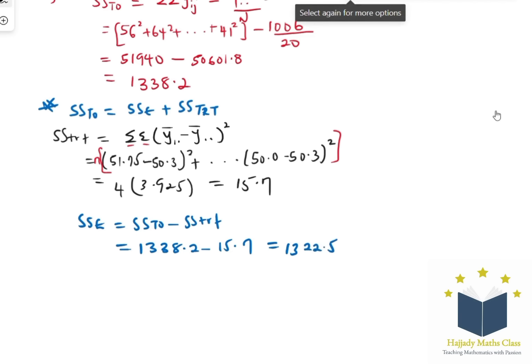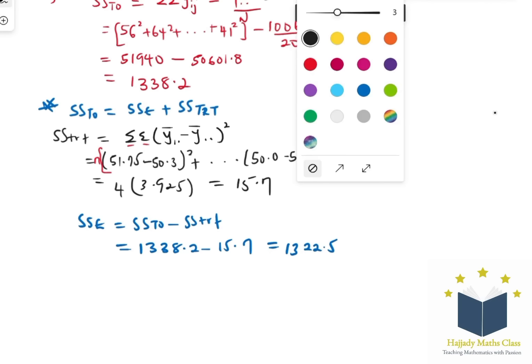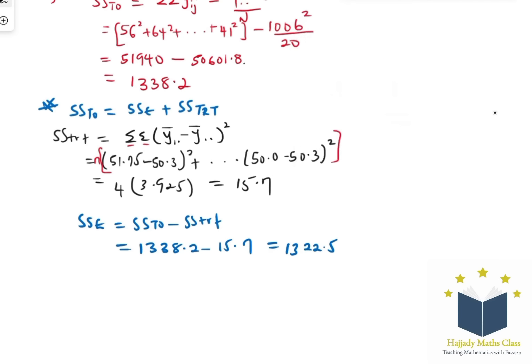Yeah, before I proceed, like I said earlier on, there's an alternative way of calculating SS treatments. The alternative approach is using this formula: SS treatment equals 1 over n, summation yi dot squared, minus the correction factor. And this is just going to be 1 over n, which is 1 over 4, yi dot squared.